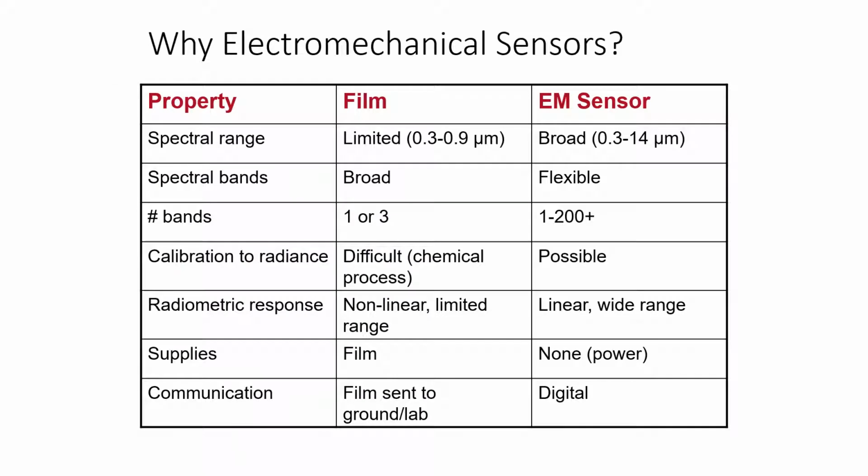So why do we use electromechanical sensors? If we look at the spectral range, film is limited, sensors is broad. If we look at the number of bands, film is 1 to 3, sensors, over 200. Calibration, nearly impossible, very doable. Radiometric responses, non-linear and limited, linear and over a wide range. One, you have to have film, the other, you just need electricity. One needs communication, you've got to send it somewhere, tell them what you want, the other is all digital, so it's much easier to maneuver around.